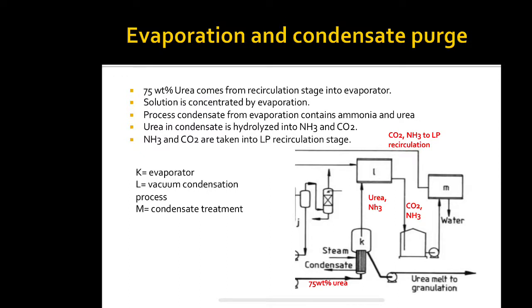The process condensate from evaporation contains ammonia and urea. Urea in the condensate is hydrolyzed into ammonia and carbon dioxide. The ammonia and carbon dioxide are taken into the low-pressure recirculation stage.